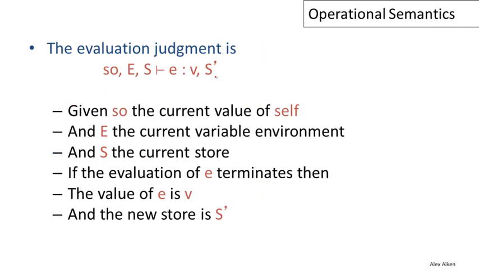Now we're ready to talk in more detail about what the judgments will look like in our operational semantics. So the context will consist of three pieces. The first piece is the current self object. The second piece is the environment, which is, again, the mapping from variables to the locations where those variables are stored. And the third piece is the memory, the store, the mapping from memory locations to the values held at those locations.